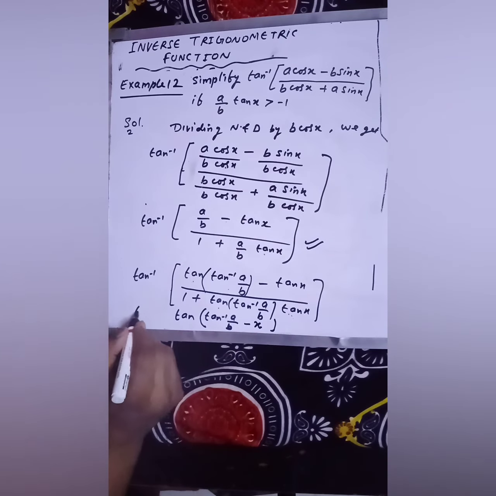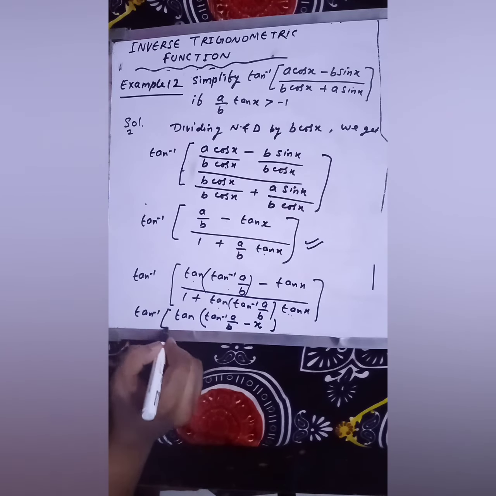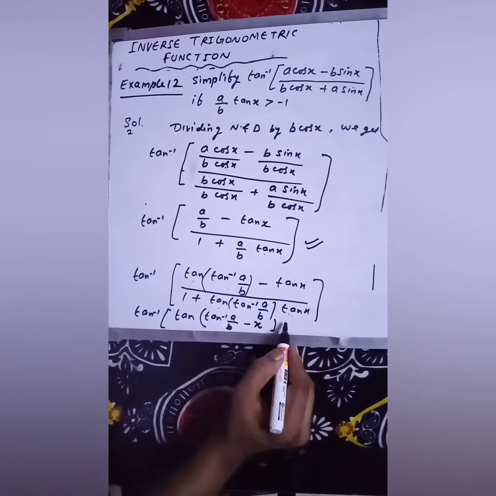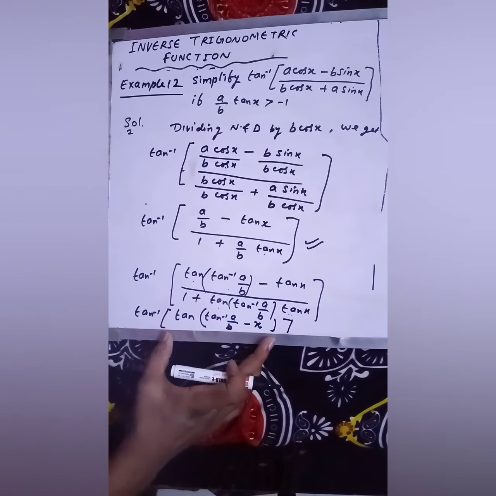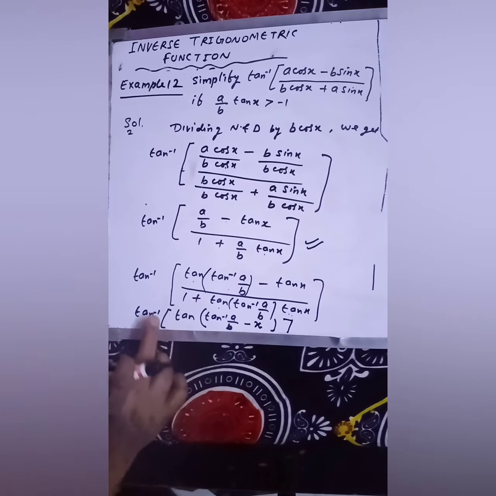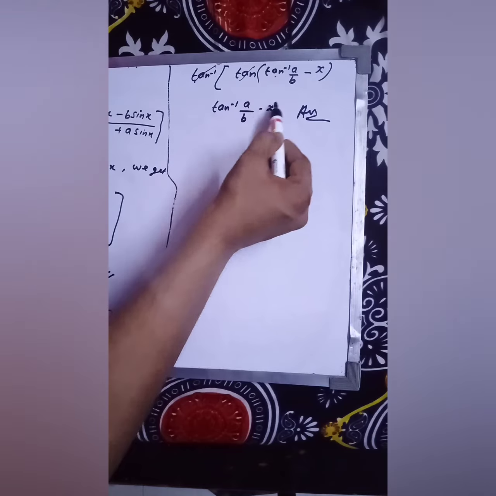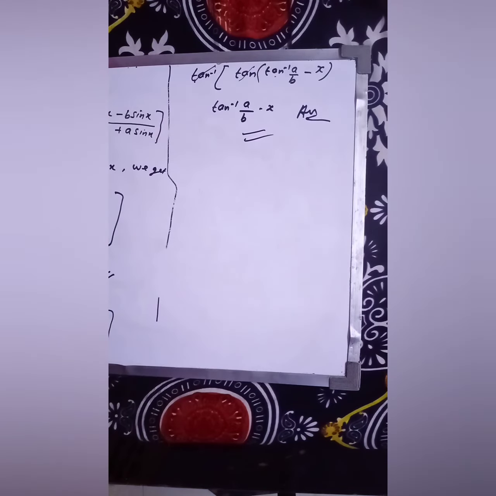And this tan inverse will be outside. Got it? Now this step is clear. Now this tan and tan inverse will cancel out. This is your same step. This tan and this tan inverse cancel out, and you will get tan inverse a by b minus x. So this is your final answer.